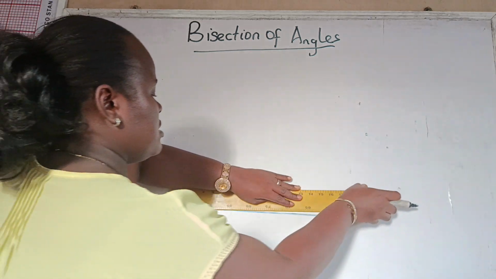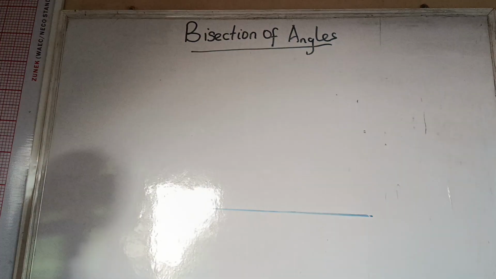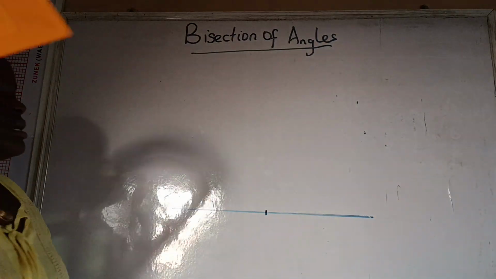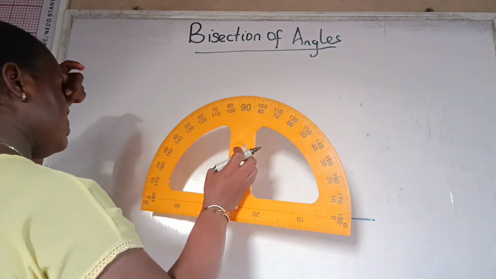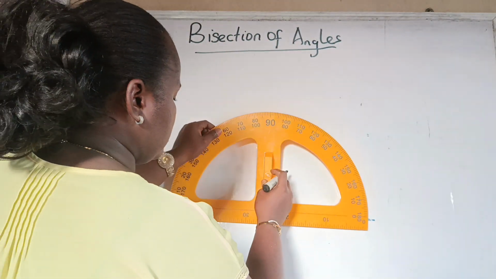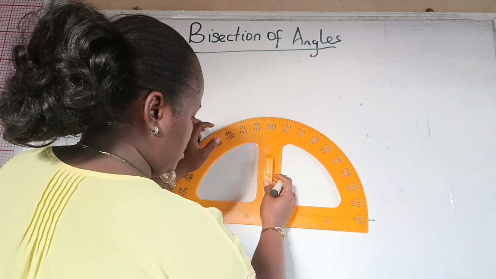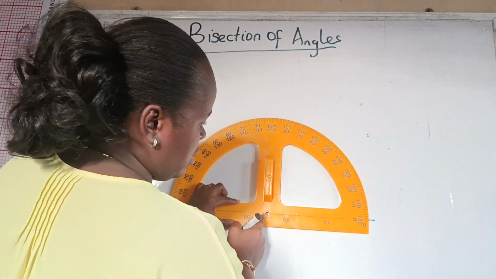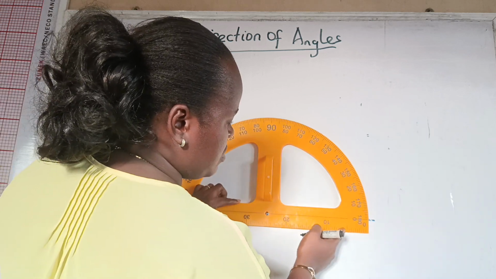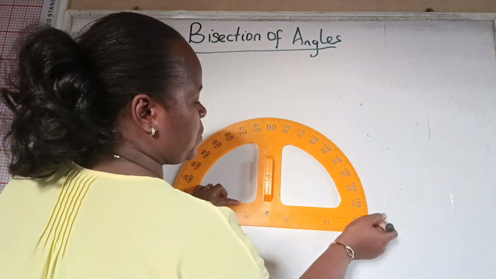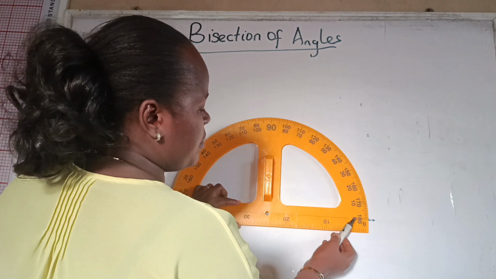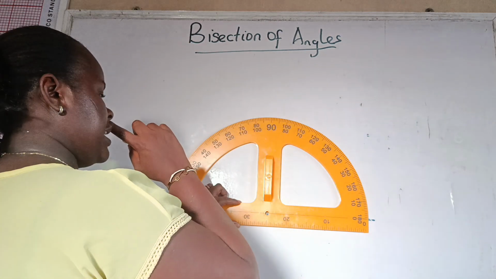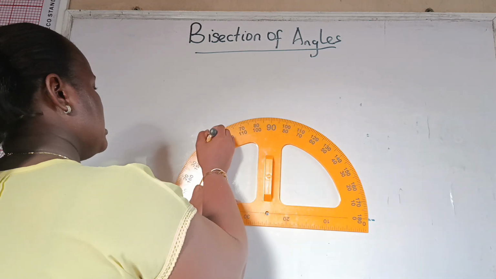So this is my line, and this is my point, and this is my protractor. I use my protractor to get the angle drawn. Now you can see that's my starting point in the middle. I'm trying to make sure that I'm not making any mistake. Okay, now we are going to start from 0 and measure anti-clockwise.